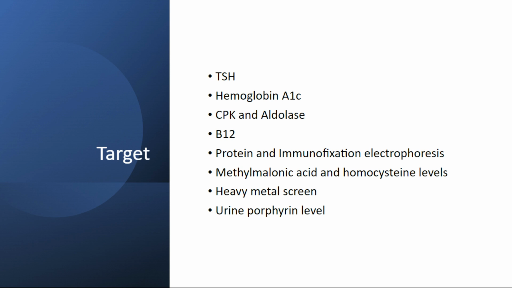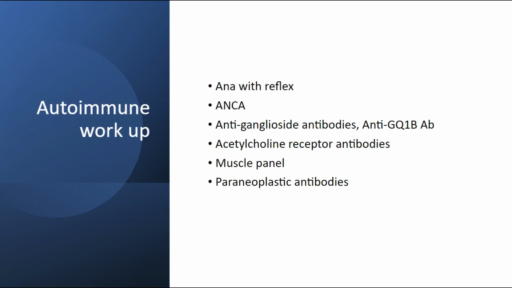I presented a little poster back in New York. Even with normal B12 levels, your methylmalonic acid could be abnormal, and you have to treat it. Okay, have your metal screen and urine porphyrin levels. If your first line, or tier 1, gives you some problems or clues, then you can do ANA with reflex. There are a whole sort of antibodies that you can do for further assessment.